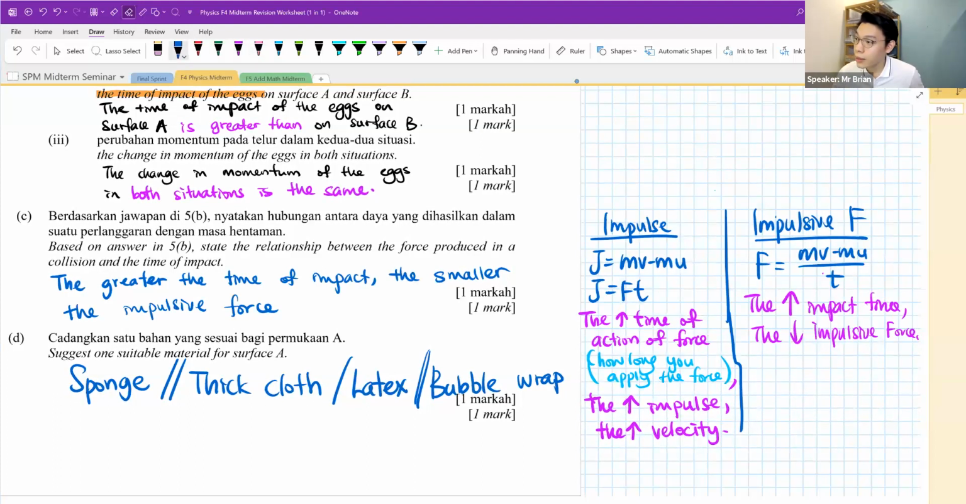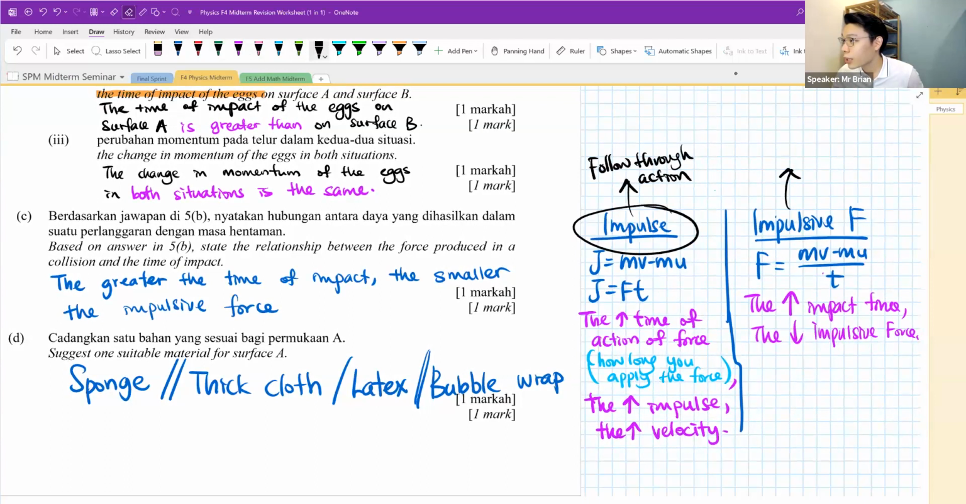I'll explain very quickly. So for impulse, this is the highlight. Usually we talk about follow-through action helping us to increase the impulse. For impulsive force, usually we talk about the type of material that can help us change the time, whether it is soft or hard material. I know you guys know about impulsive force already, but impulse, a very quick one.